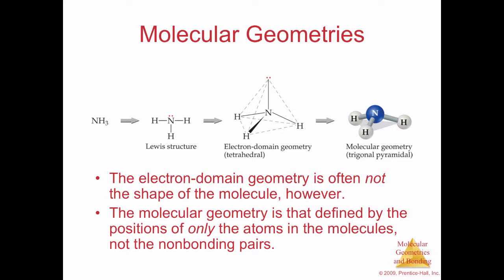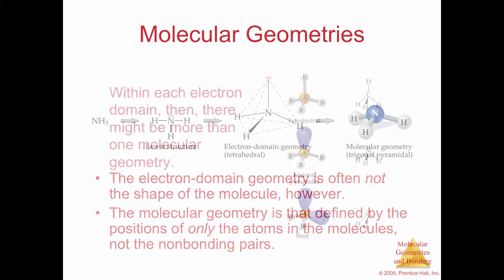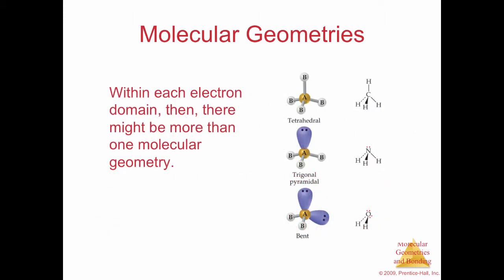In this example, we have ammonia. Ammonia has 3 bonded pairs and 1 lone pair, giving it 4 electron domains. Because it has 4 electron domains, the electron domain geometry is called tetrahedral. However, the molecular geometry is trigonal pyramidal. Within each electron domain geometry, then, there might be more than one molecular geometry.